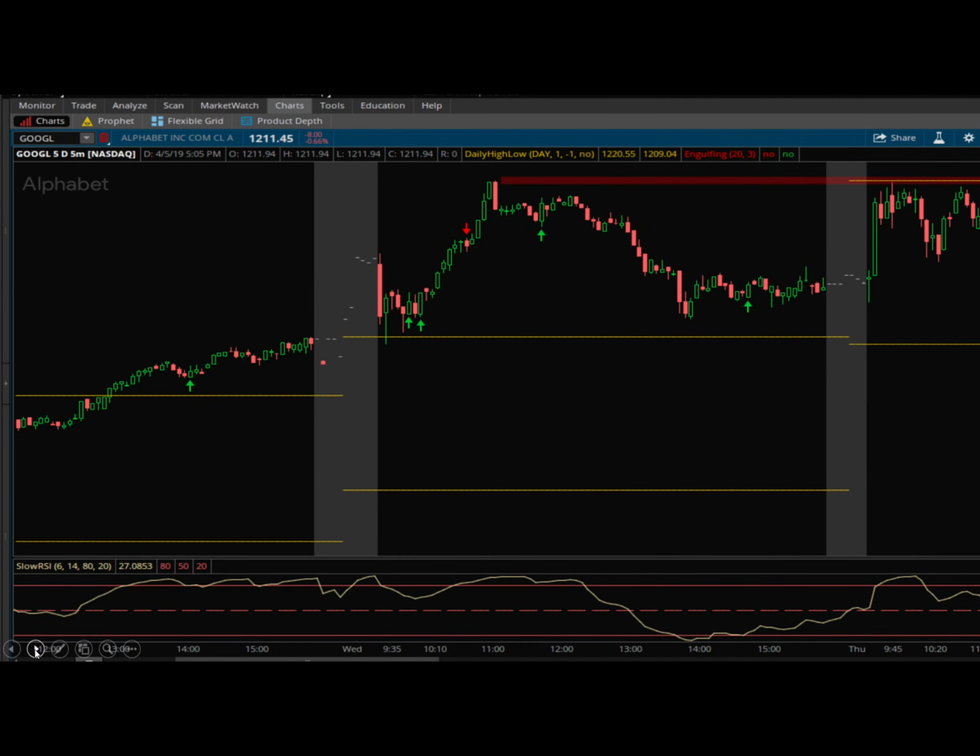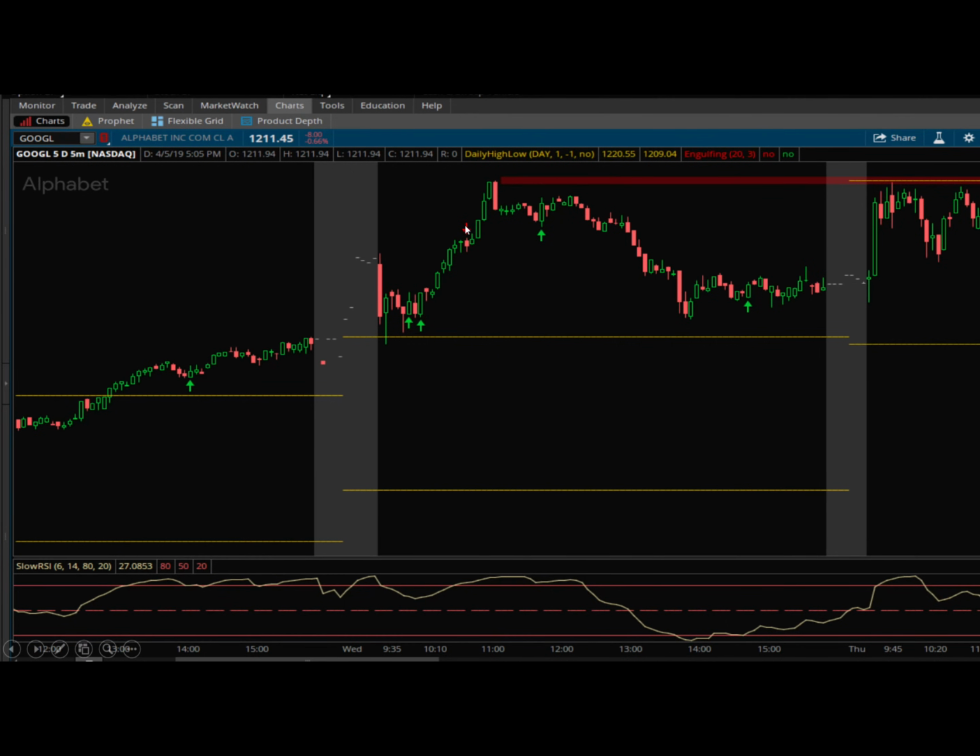Here's an example of Google, buying puts in a supply zone around 11:30. Google had formed this engulfing candle, just about. It's a huge red candle, while it was overbought on the RSI. And shortly after, the stock eventually fell. And that's a pretty big fall for Google.